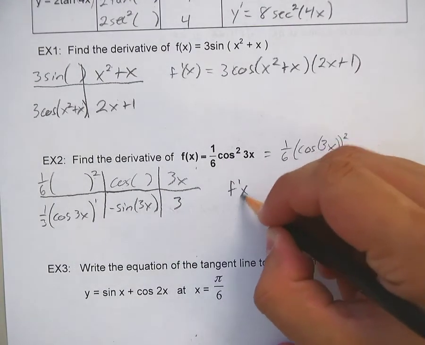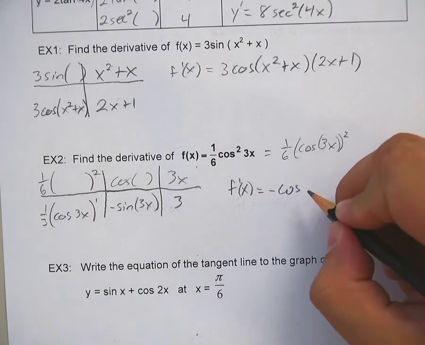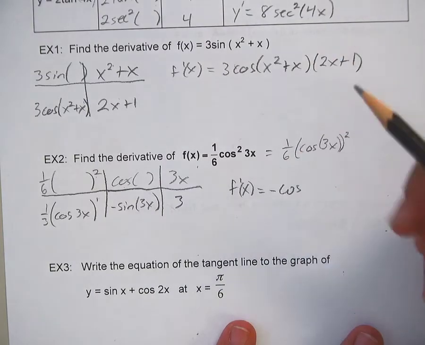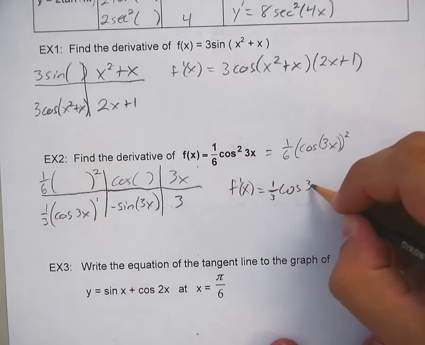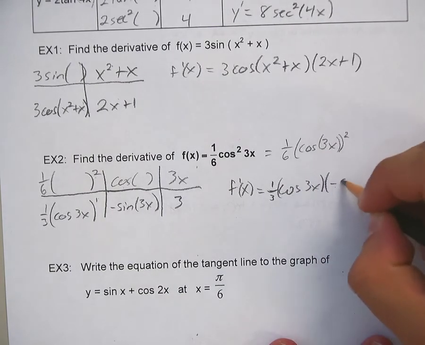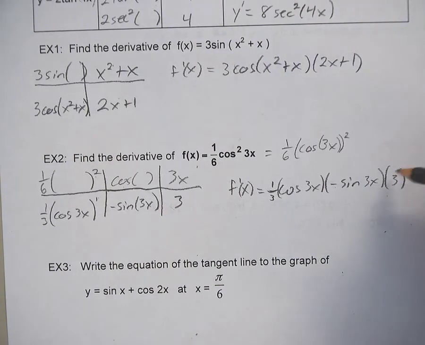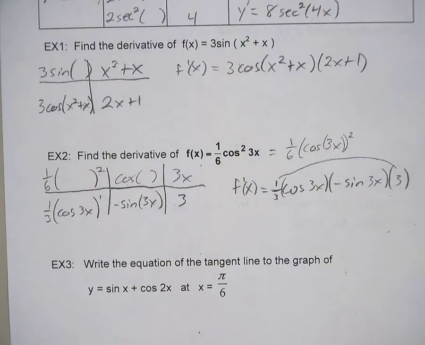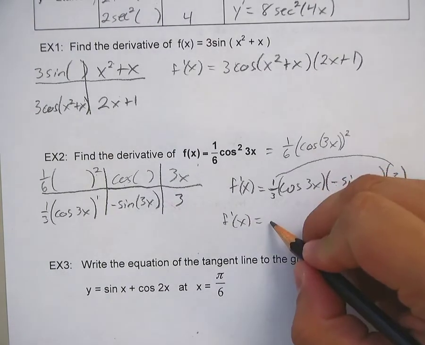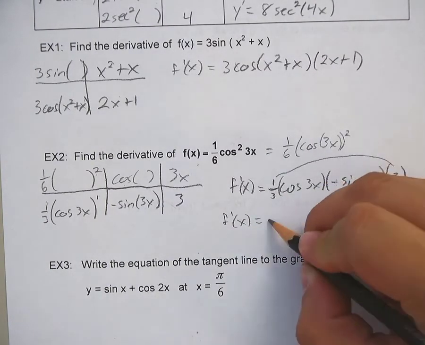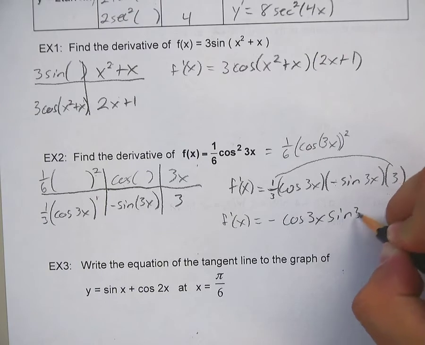So f prime of x is going to be negative cosine, or well, let me see this, I'm sorry, 1/3, not negative, 1/3, what was I thinking? 1/3 cosine of 3x times negative sine 3x times 3. 3 times 1/3 will be 1, and then you can bring your negative out, so f prime of x is equal to 1, and then the negative on the sine will be negative cosine 3x times sine 3x.